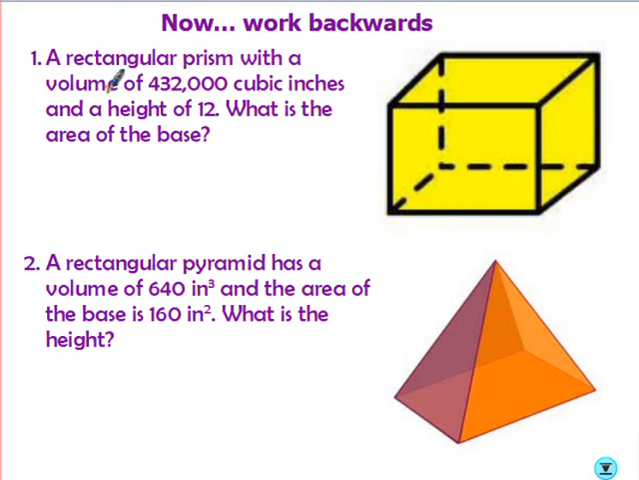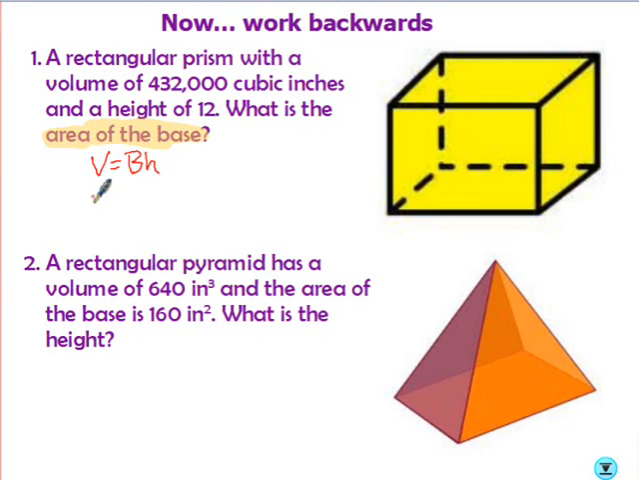A rectangular prism with a volume of 432,000 cubic inches and a height of 12. What is the area of the base? My strategy that I use over and over and over is I write the formula like this: volume equals length times width times height, right? And I know that the length times width is the area of the base, so I might even change that when I do this and write capital B, since the question is asking me for the area of the base. Okay, and I know that's capital B.